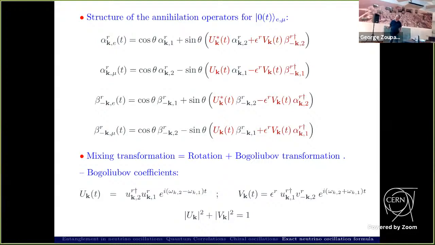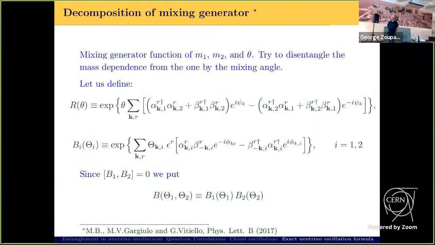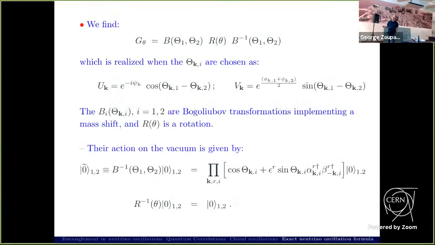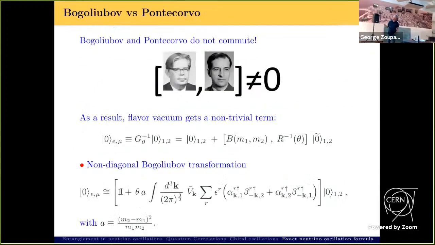And this Bogoliubov coefficient is nothing but the product of Dirac wave functions with different masses. Here, there is no hypothesis, nothing. This is just the standard model. So this mixing transformation is a rotation plus a Bogoliubov transformation. This is the rotation, and this is the Bogoliubov transformation. The key point, and this is the generator we found, which we can write in terms of this elementary algebraic object, is that these two transformations don't commute. So Bogoliubov and Pontecorvo don't commute.